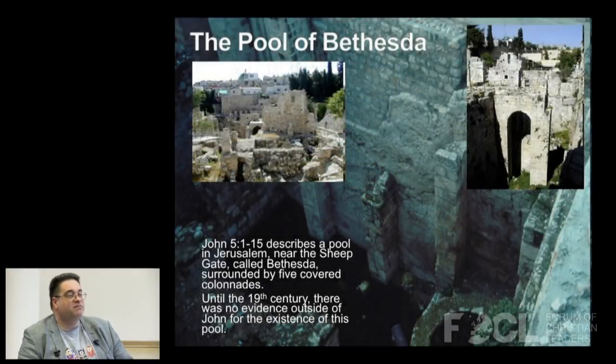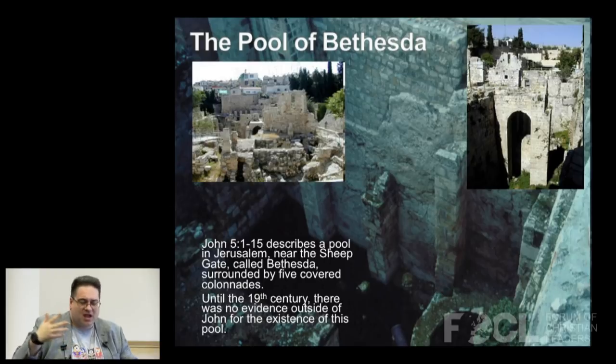The Pool of Bethesda. Again, 19th century German liberalism said, Pool of Bethesda, what's that? We haven't got any archaeological evidence of this. It sounds suspicious to us. All these details in John's Gospel, which at that time they thought was probably written in the 2nd century. They thought it was really that late. Now we know that it was definitely written in the 1st century. They thought it might be 2nd century, and what is it?